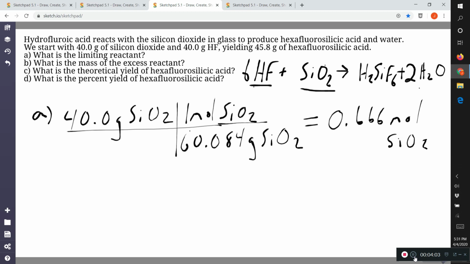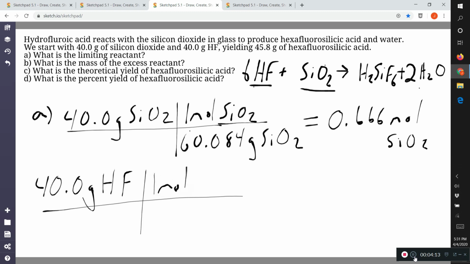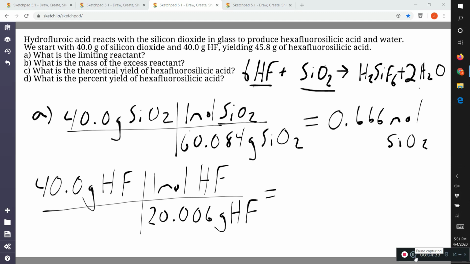We're going to go through the same process for the 40 grams of hydrofluoric acid. So 1 mole of hydrofluoric acid is going to be adding up 1 hydrogen and 1 fluorine, getting us 20.006 grams of hydrofluoric acid. When we do this calculation, it should come out pretty close to 2. And with 3 sig figs, it does come out to 2.